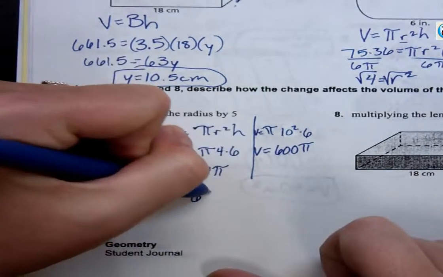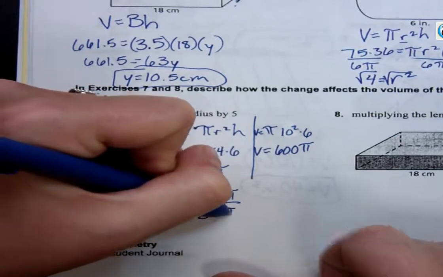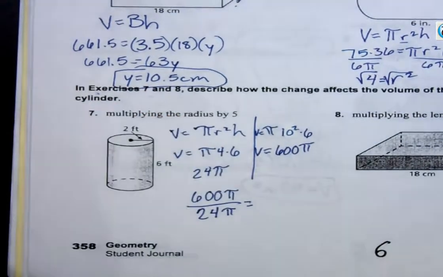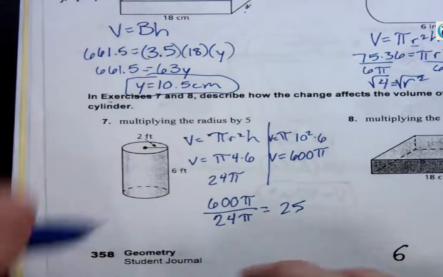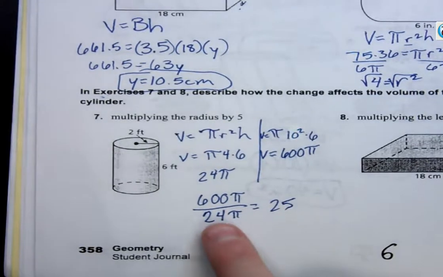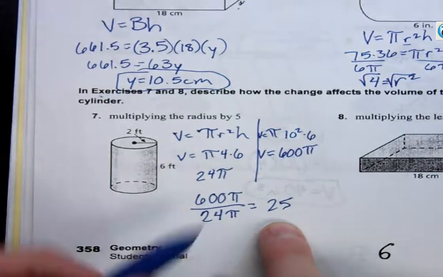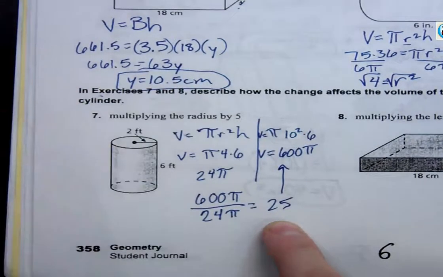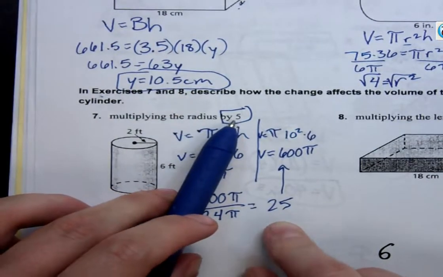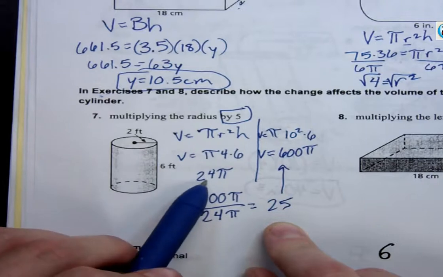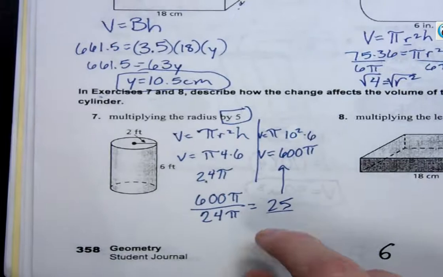So all you have to do is divide 600 pi divided by 24 pi, and then you get 25. So what we just found is that we're multiplying this by 25. We're just multiplying this by 25 to solve for this. So the change was when you multiply the radius by 5, you're actually multiplying the volume by 5 squared, which is 25. So that's what it's trying to get you to figure out.